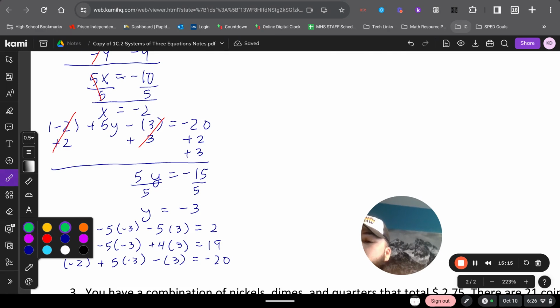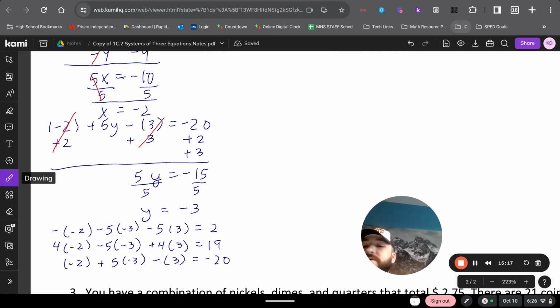Now let's check each one of these, make sure we're good to go. So negative times negative 2 is 2. This negative 5 and negative 3 and negative 5 and positive 3, that's going to cancel out. So that one does equal 2. Here, 4 times negative 2 is negative 8. Negative 5 times negative 3 is positive 15. Negative 8 plus 15 would be 7. And then 7 plus 12 would equal 19. And then negative 2 and negative 3 would be negative 5. Negative 5 plus negative 15 does equal negative 20.